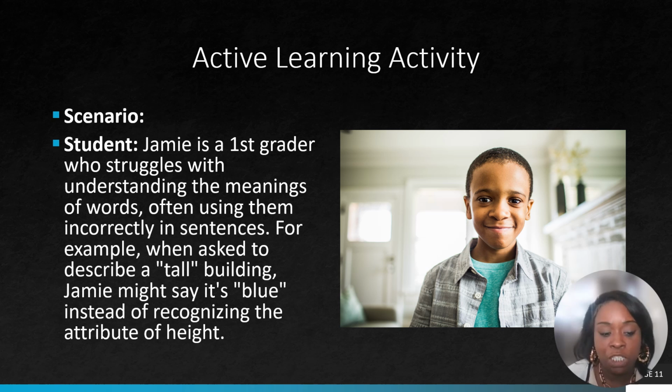The scenario suggests that Jamie is a first grader who struggles with understanding the meaning of words, often using them incorrectly in sentences. For example, when asked to describe a tall building, Jamie might say, "It's blue," instead of recognizing the attribute of its height. How would you help Jamie?